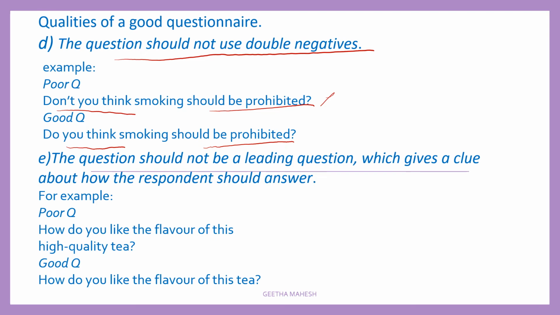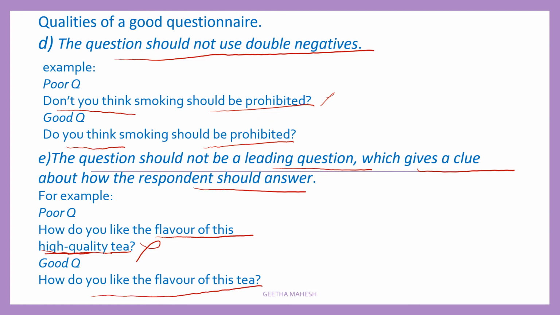And the question should not be a leading question. That means it should not overlead or give any clues to the respondent, as if you have to answer in this way only. You should not give a clue in the question. For example, do you like the flavor of this high quality tea? See, you specified high quality. You are giving a clue that the tea is high quality. No, you should not ask like this. Do you like the flavor of this tea?